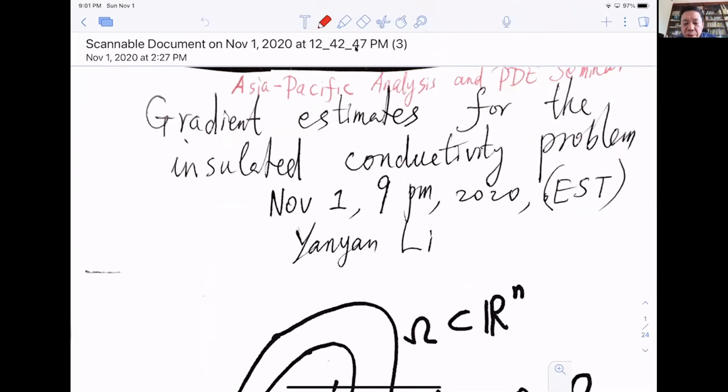So good morning or good evening, everybody. I'm Zhouping Xin from the Chinese University of Hong Kong. It's really my honor to chair today's speaker, Professor Yanyan Li from Rutgers University. I know Yanyan well, a real young kid from China. Yanyan was always a star, even when he was a student in China or in Courant. He was a star student in Courant.